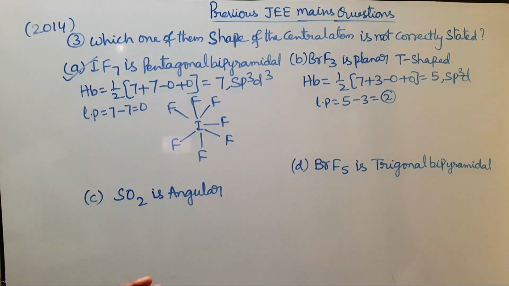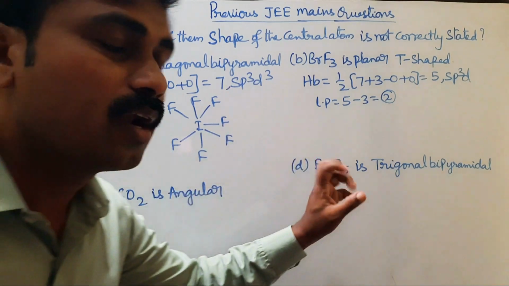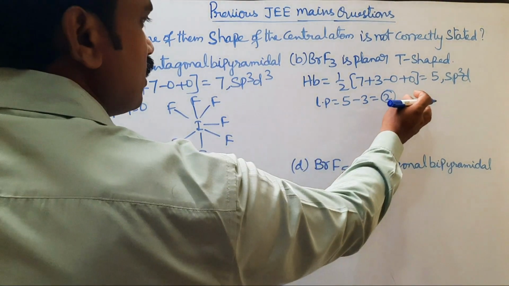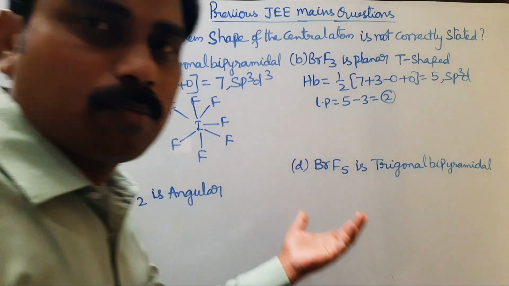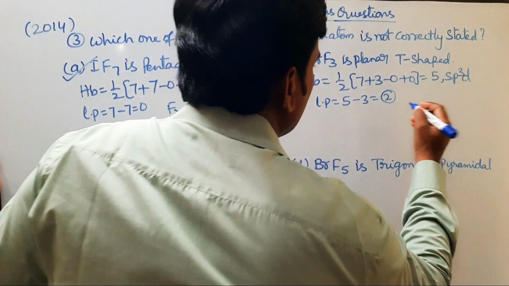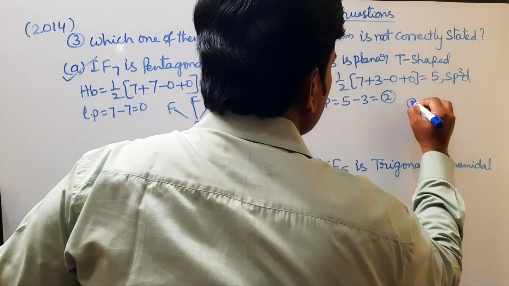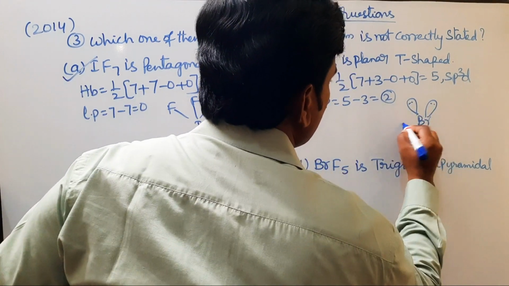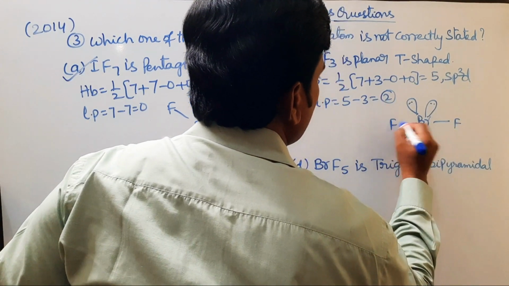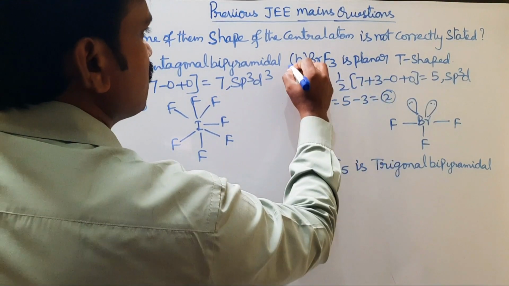Now the central atom of the molecule has 5 pairs. If all 5 pairs are bond pairs, the shape of the molecule is trigonal bipyramidal. Out of 5 pairs, if 3 pairs are bond pairs and 2 pairs are lone pairs, then the shape of the molecule is T-shaped or planar T-shaped. Now it is Br with 2 lone pairs, so it is a planar T-shape. So the given statement is also correct.